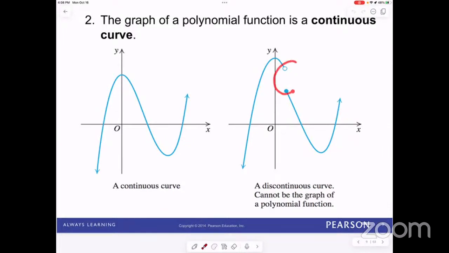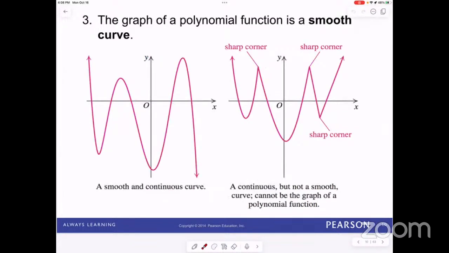So then the third property for polynomial functions is that the graph of a polynomial function is a smooth curve. Notice all these curves are smooth, all right? Smooth curve, smooth curve, smooth curve. The graph on the right cannot be the graph of a polynomial because we have these sharp corners. Here's another sharp corner and another one. So because of those sharp edges, that cannot be the graph of a polynomial. To recap, 3 properties of polynomials: their domain is all reals, and the graph of a polynomial function is continuous and also a smooth curve. So even though the graph on the right is continuous, it's not a smooth curve, so it cannot be the graph of a polynomial.